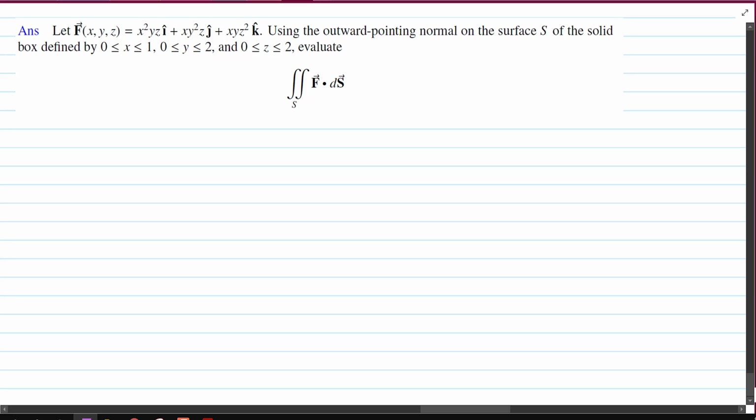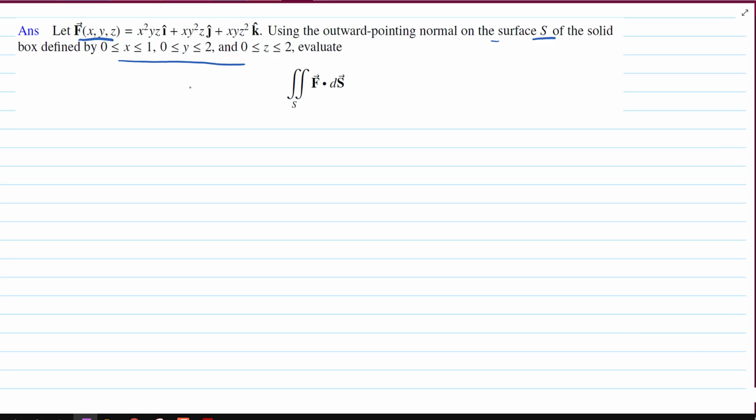So focus on this problem here. We're given a vector field and we want to compute the outward flux on this. So we're going to assume our surface is a sort of box that encloses a rectangular prism.